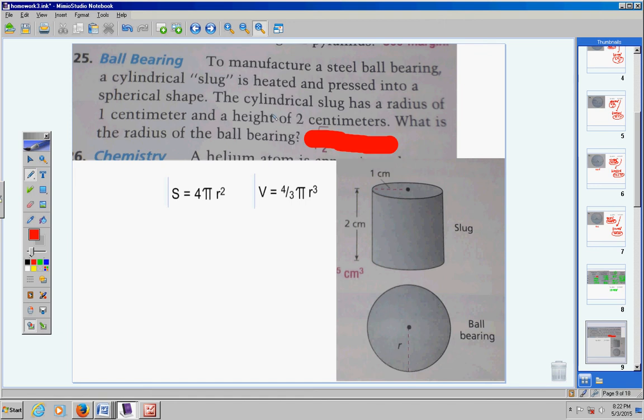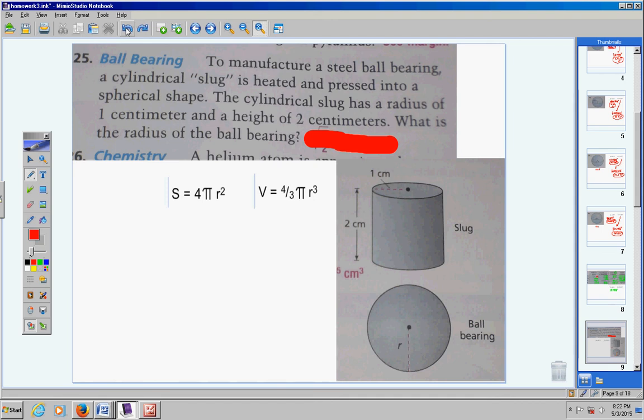Now, the cylindrical slug has a radius of 1 and a height of 2. What is the radius of the bearing? Now, a lot of people would say, oh, that's easy. And boy, guys, you gotta learn to think. If they smash it down, the radius would stay the same, 1. Are you kidding? Not at all.